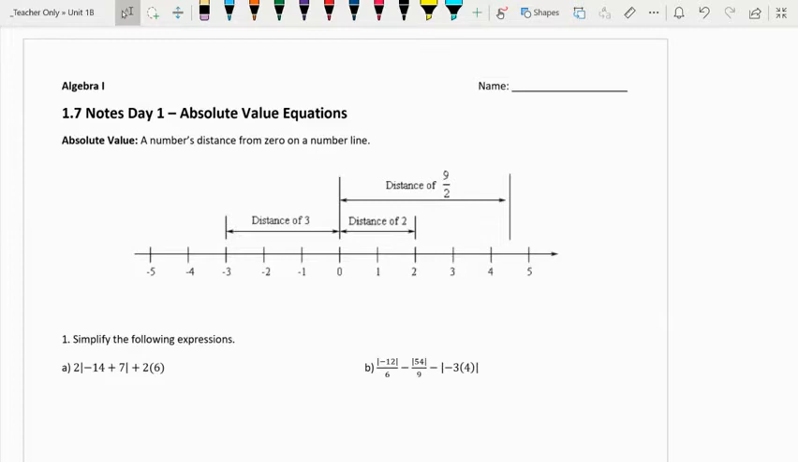1.7 notes day 1 is talking about absolute value equations. On day 2, we're going to explore inequalities, but for today, just equations. So the first thing I want to just note is what an absolute value really is.